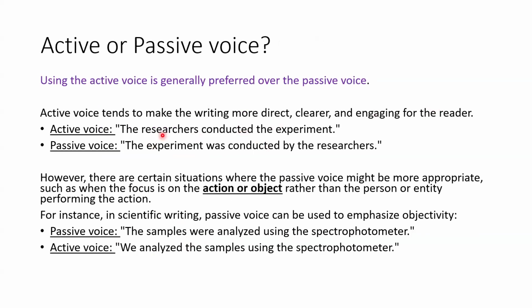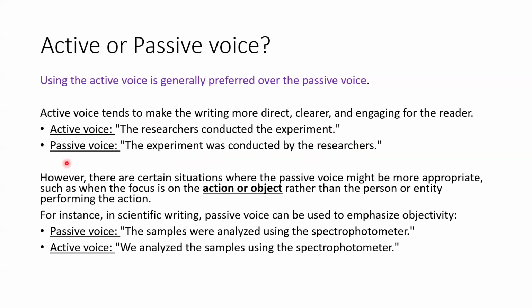For example, active voice: the researchers conducted the experiment. Passive voice is: the experiment was conducted by the researchers, right? So the placement of the researchers is different here. The researchers conducted the experiment. The experiment was conducted by the researchers. So whenever you write, I always prefer to use active voice, but there's no hard and fast rule. But the general tendency nowadays is to use active voice, right?